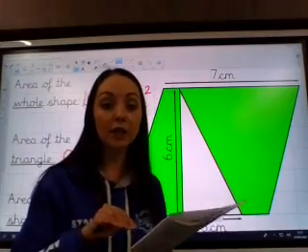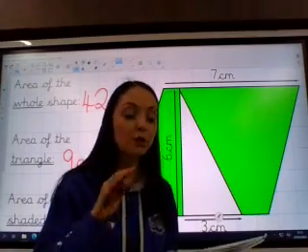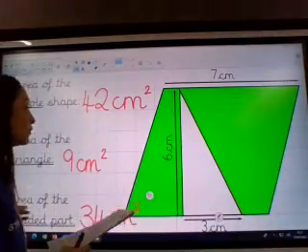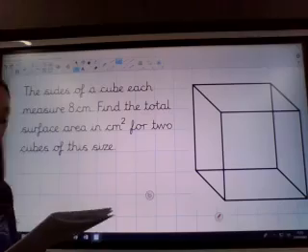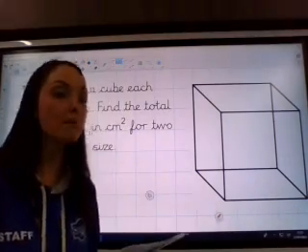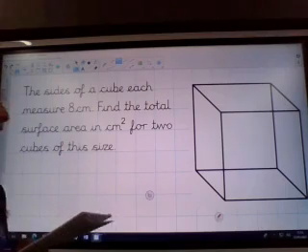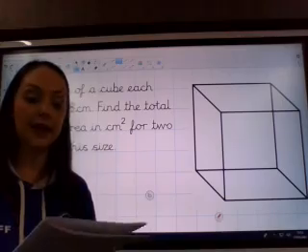Now these are quite challenging, but I know you can all do them and have a good go. So I'm going to go through each one with you so you know what maths you need to do, and then you can have a good try. Okay, so the first one says the sides of a cube each measure 8 centimetres. Find the total surface area in centimetres squared for 2 cubes of this size.